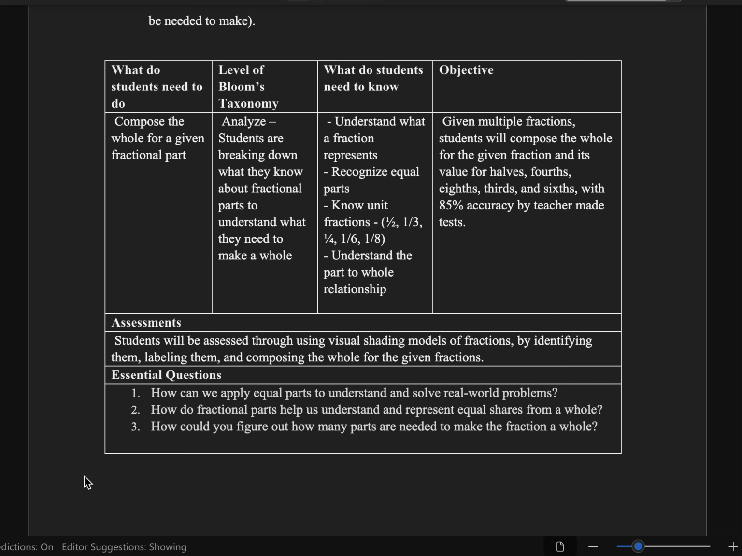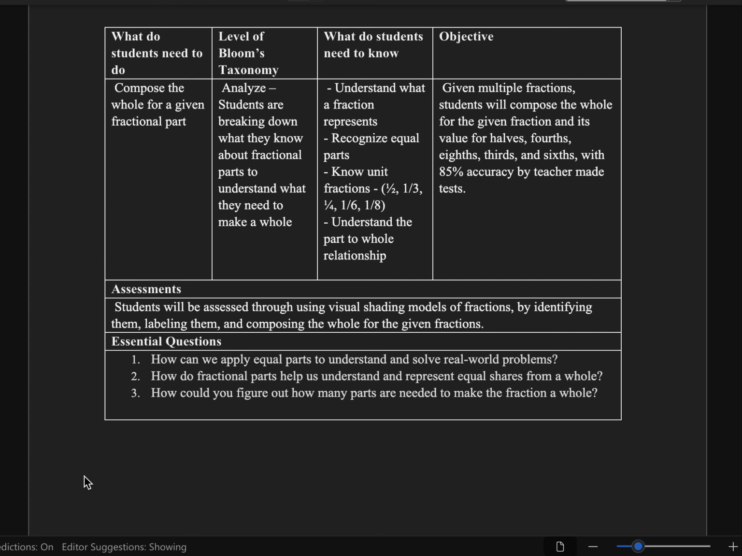And then the objective for that would be, given multiple fractions, students will compose the whole for the given fraction and its value for halves, fourths, eighths, thirds, and sixths with 85% accuracy by teacher-made tests. And then the assessment is just using visual shading models of fractions. They would identify them, label them, and then compose the whole for that fraction.